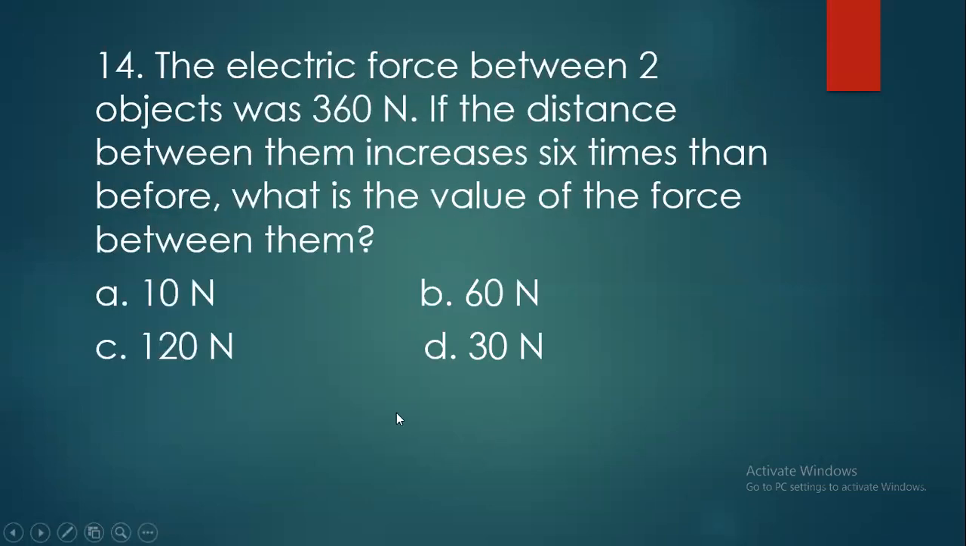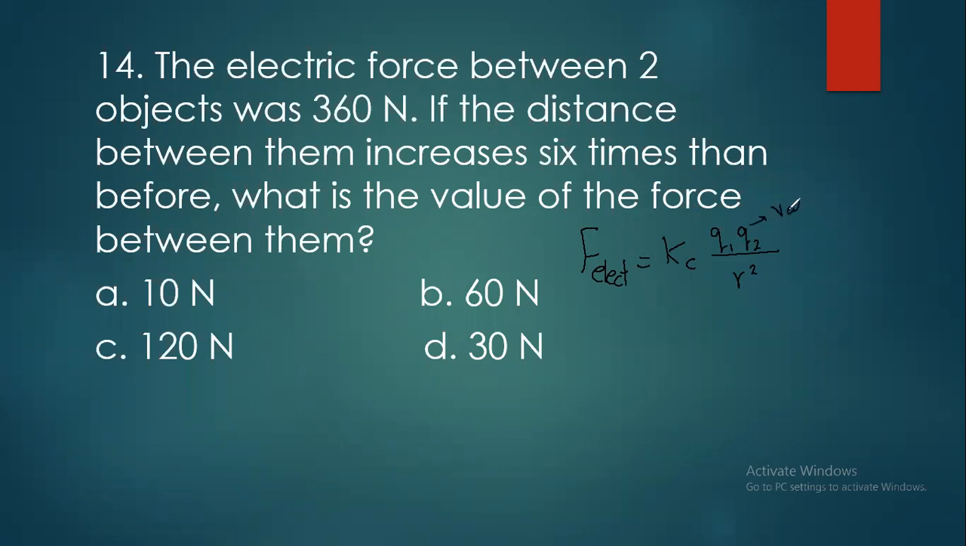Next, the electric force between two objects was 360 newtons. If the distance between them increases 6 times from before, what is the value of the force between them? Again, recalling Coulomb's law of electric force. According to Coulomb's law, electric force is equal to Coulomb's constant, Q1, Q2 over R squared, where R is the distance between the charges. Q1 and Q2 are the magnitudes of the charges, right?